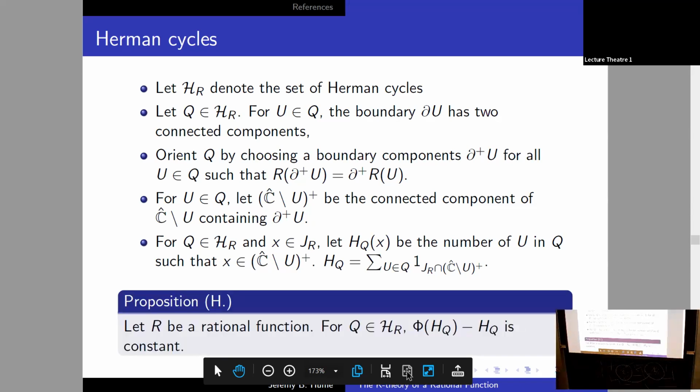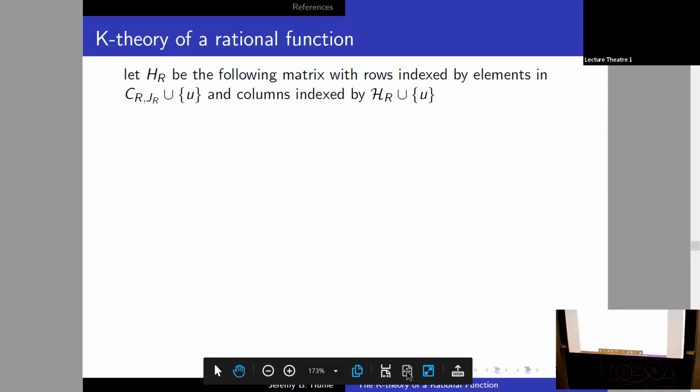And one thing I showed is that if I take one of these functions, apply the transfer operator to it and subtract it, that's going to be constant. And you can think of this number as sort of measuring the number of times R maps the positively oriented components onto the Riemann sphere. So it's some sort of covering dimension. Okay. So we have all these functions here.